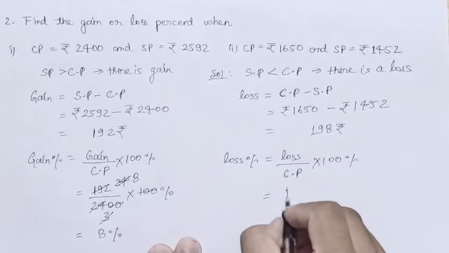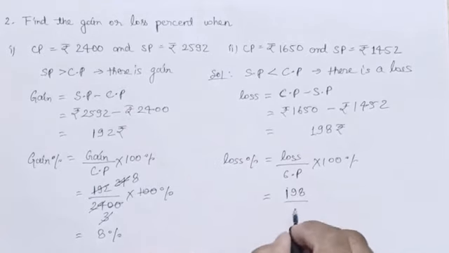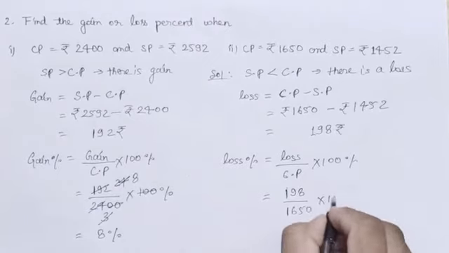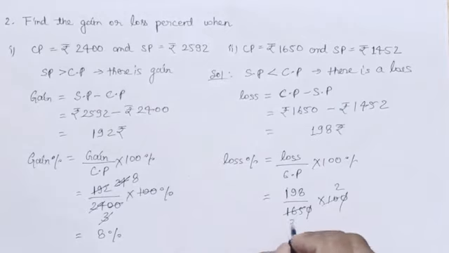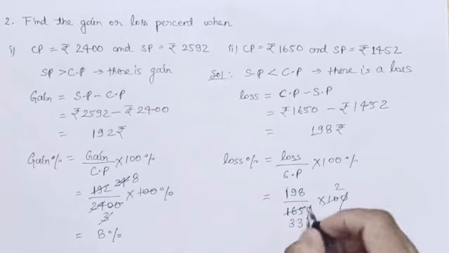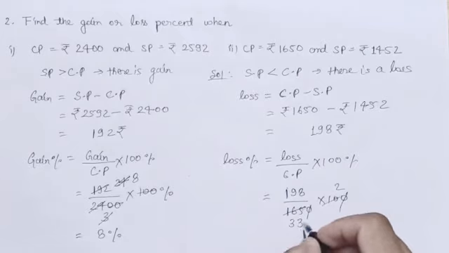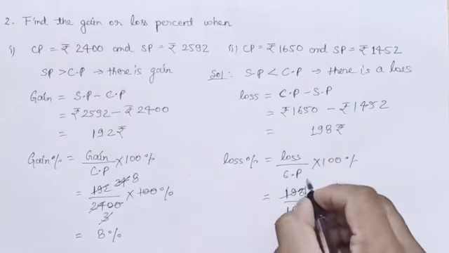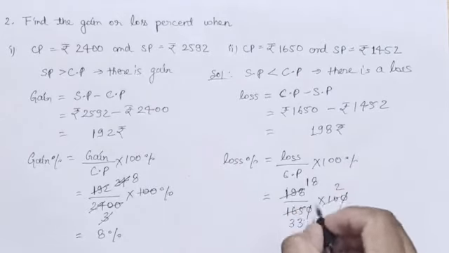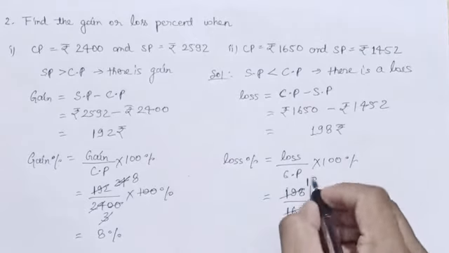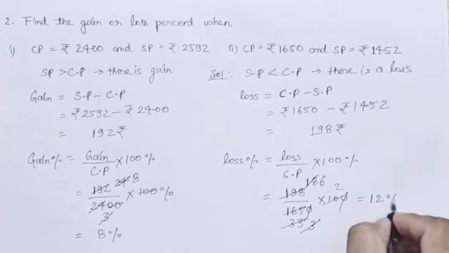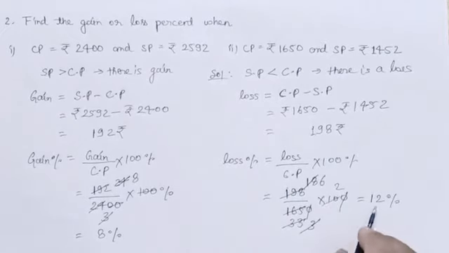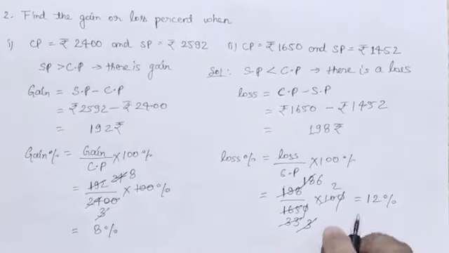Now the loss is 198 divided by cost price is 1650 into 100. 5 2 times, 5 3 times. Again 11 1 times, 11 8 times, 11 3 times, 3 6, and 6 into 2 12. It means there is a loss of 12%. Now let us see next question.